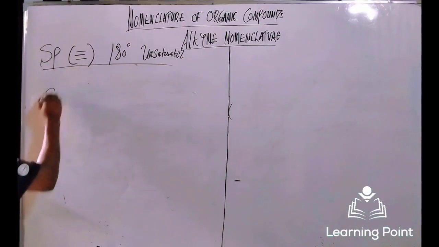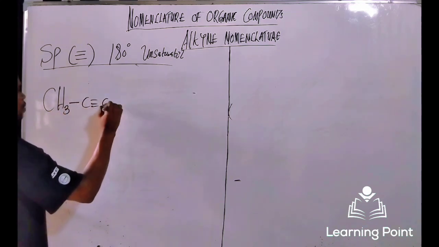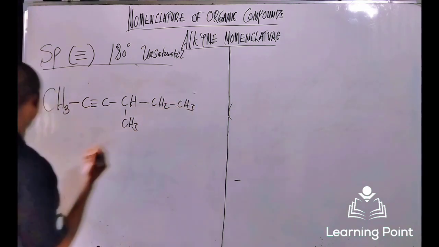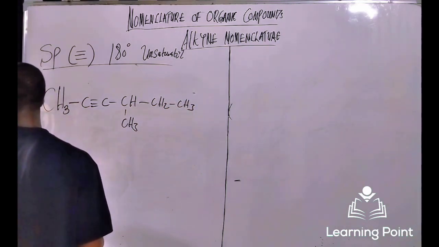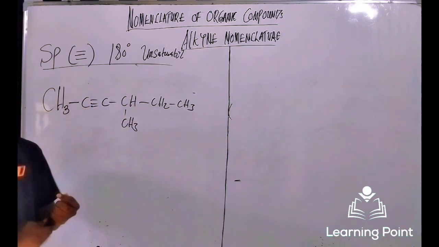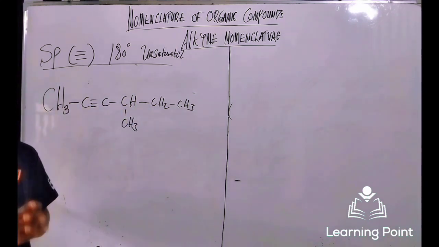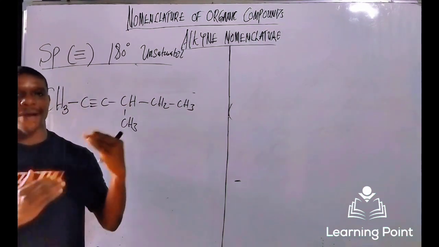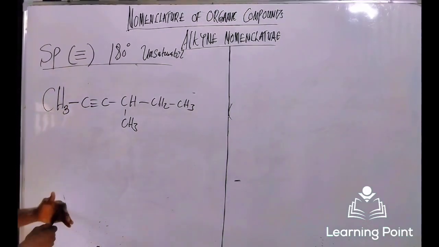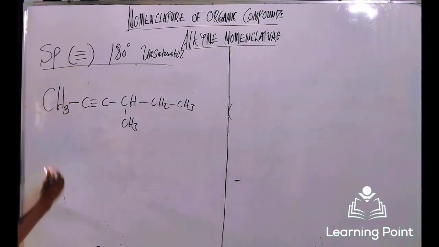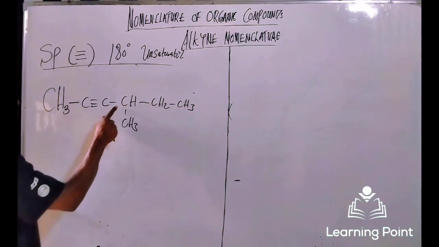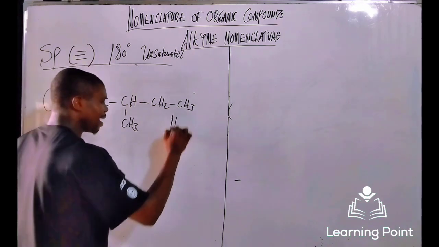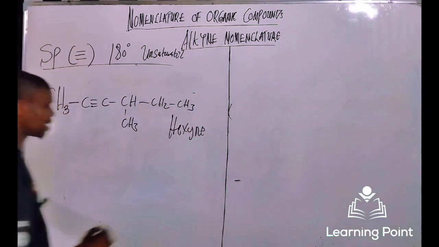So let's say here we have CH3, C. Now let's look at this one here. How do we name a compound like this? Pay close attention here. Now I want to combine every step: step 1, step 2, step 3, and step 4. So how do we name this? The parent name is going to be 1, 2, 3, 4, 5, 6, so it's going to be hexyne, right?